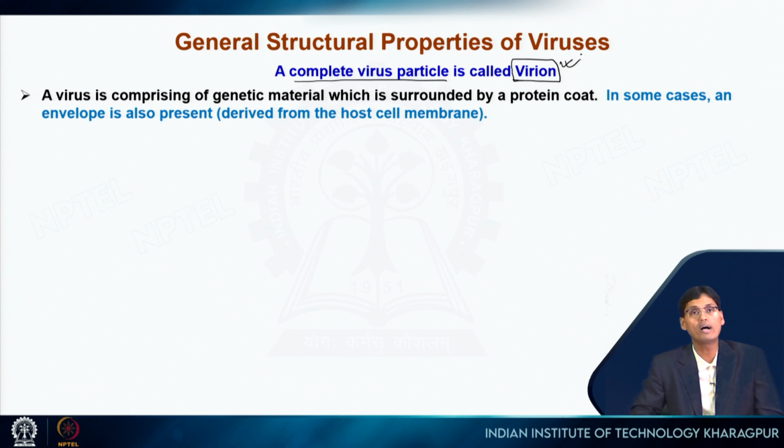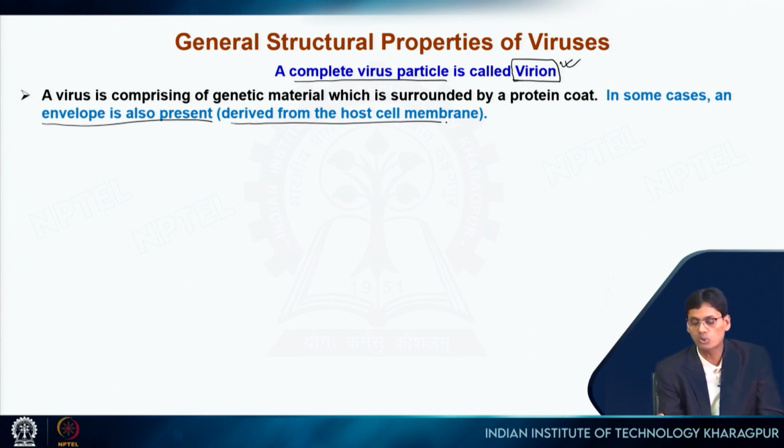Now the virus comprises genetic material which is surrounded by a protein coat. It's a very simple structure. In some cases, an envelope is also present, but it's rare. And this envelope is derived from the host cell membrane. When viruses are multiplying inside the host and coming out from the host, during that time they acquire this envelope. So that's why I'm explaining that this is derived from the host cell membrane.